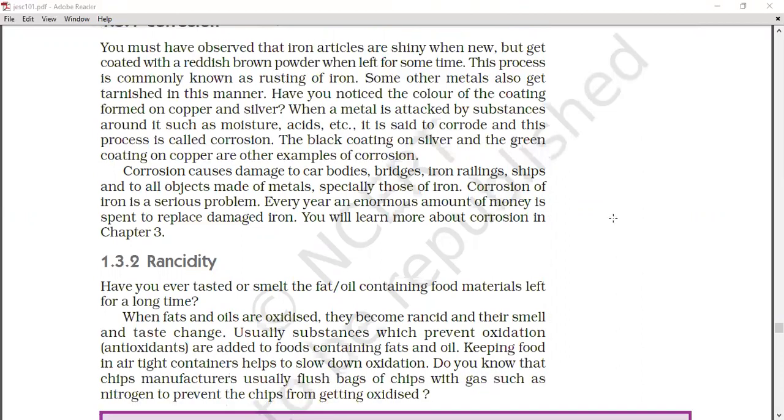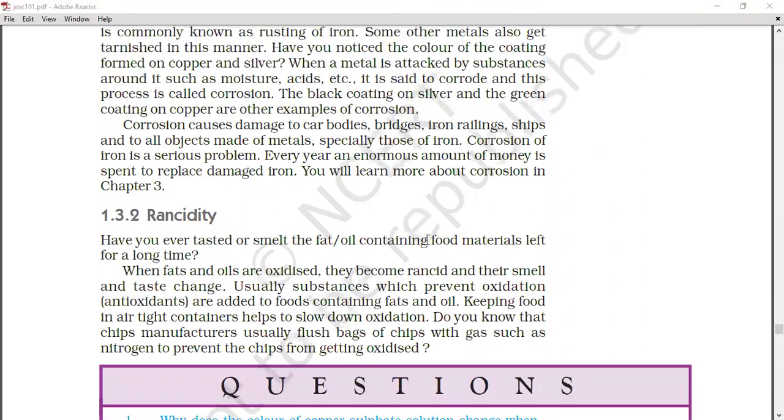When a metal is attacked by substances around it, such as moisture, acids, etc., it is said to corrode, and this process is called corrosion. The black coating on silver and the green coating on copper are other examples of corrosion. Corrosion causes damage to car bodies, bridges and railings, ships, and to all objects made of metals, especially those of iron. Corrosion of iron is a serious problem. Every year, an enormous amount of money is spent to replace damaged iron. You'll learn more about corrosion in Chapter 3.